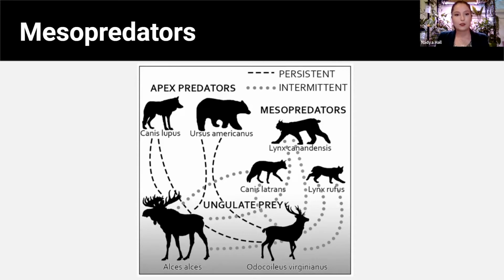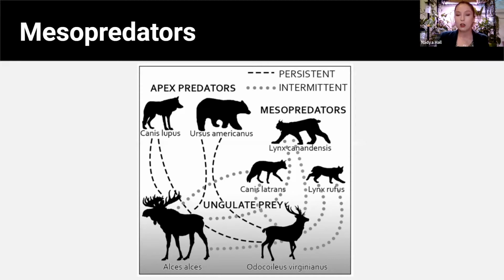So first, the difference between your apex predators and your mesopredators is how often they're acting as predators. Something like the gray wolf or the American black bear are going to be predators all the time, whether that means that they're actually taking down living prey and hunting them or not. It just means that the bulk of their diet is going to be coming from hunting in one way or another, whereas mesopredators tend to be generalists.